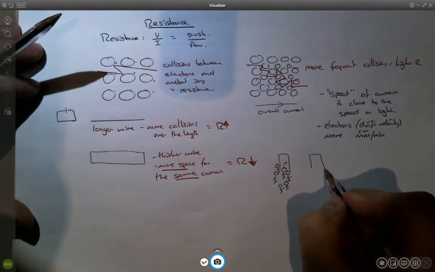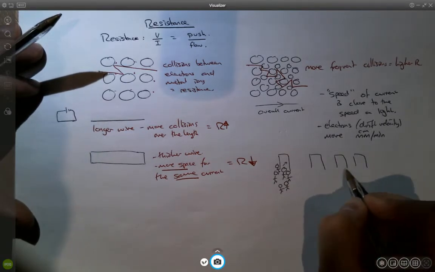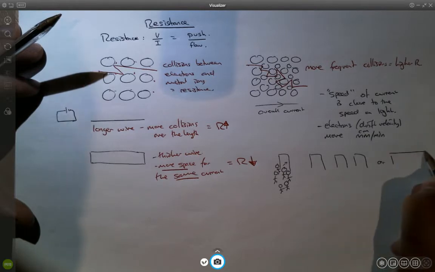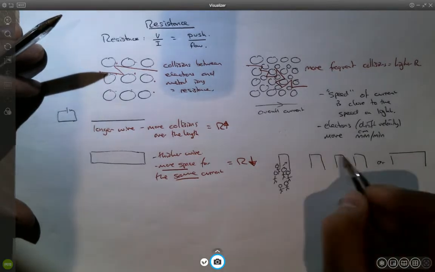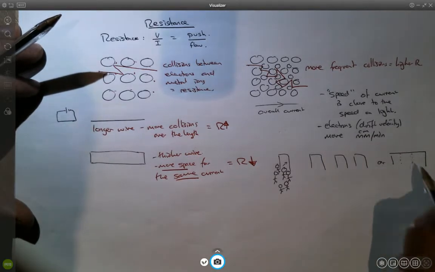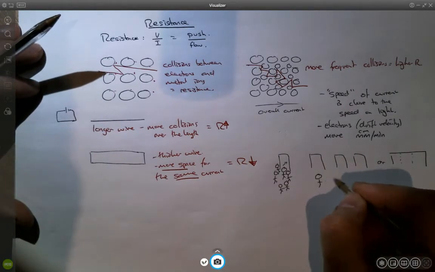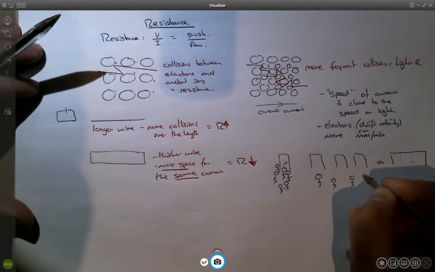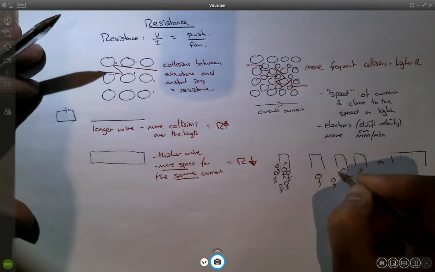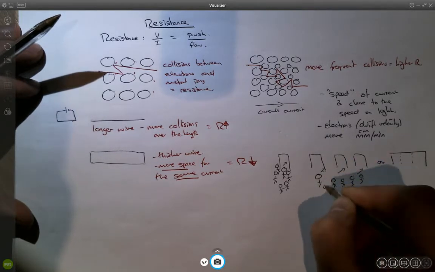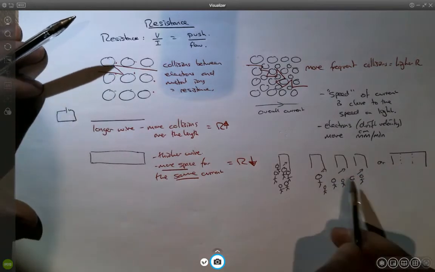However, if you now have multiple doors, or you had a really wide door, and multiple doors is just this wide door divided into multiple sections, then the same number of students can spread out and get through with a lot less effort and a lot less collisions. So therefore the resistance goes down.